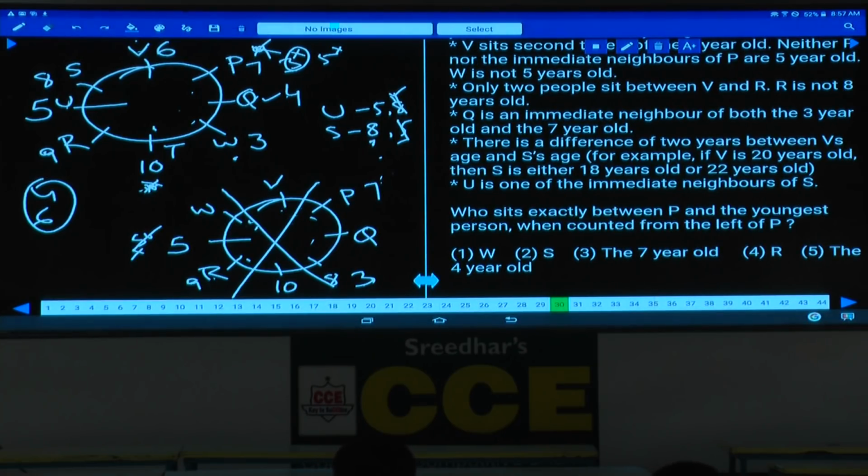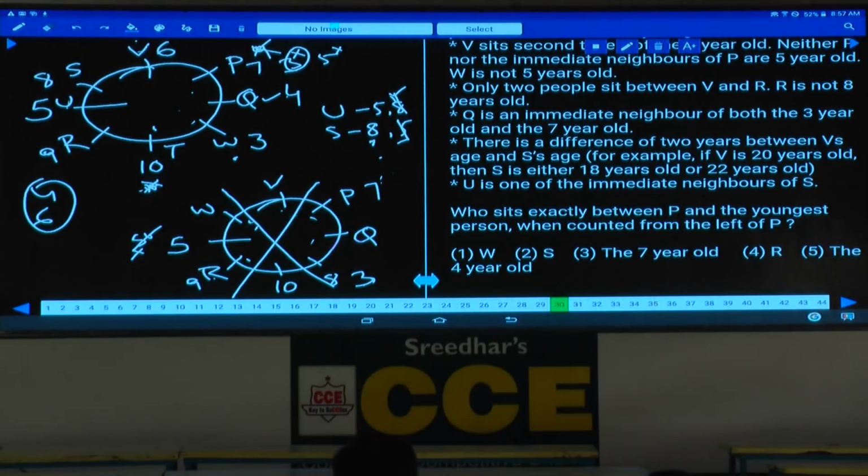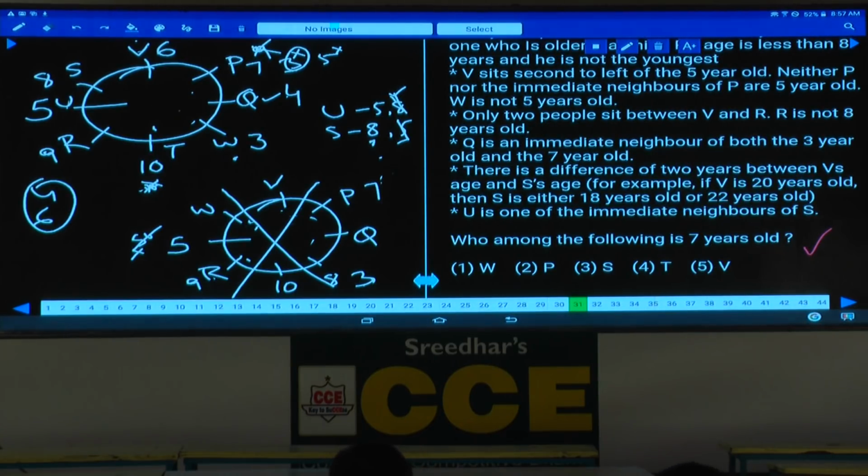Then question number 30. Who sits exactly between P and the youngest person? P is P, and the youngest person is the 3-year-old, that is W. Now who is the person between P and W? Q, and his age is 4 years. Q, the 4-year-old boy, that is choice 5. Question number 30, choice 5.